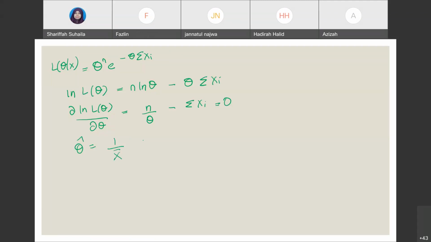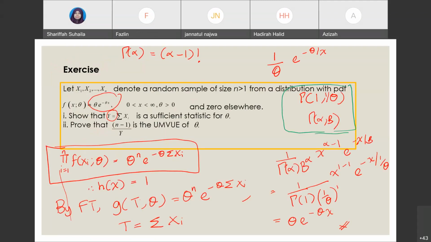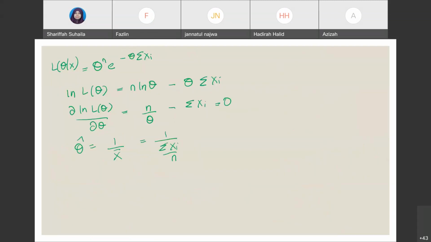So, dalam erti kata lain, dia sama juga lah 1 over summation xi over n. Okay, so tadi soalan kita dah ada show that y equal to summation xi. Sebab saya nak tally dengan y ni. Okay, y yang sama lah. So, saya replace sebagai y. So, saya akan ambil 1 over y over n. So, dia akan jadi n over y.